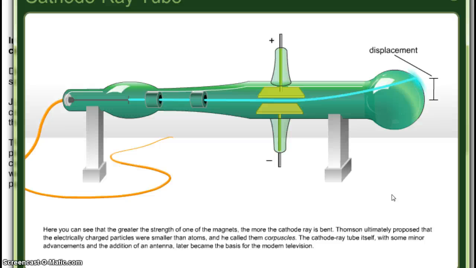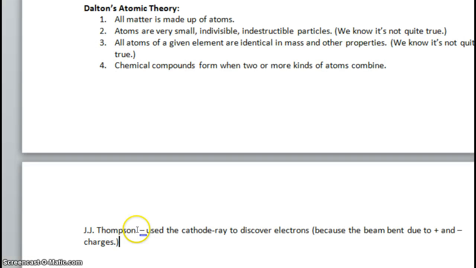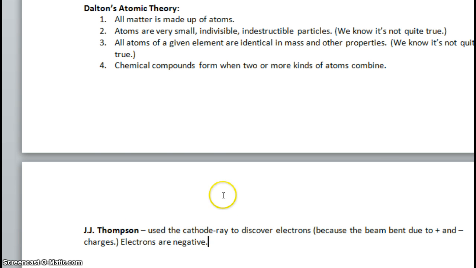The cathode ray tube itself, with some minor advancements and the addition of an antenna, later became the basis for the modern television. Yeah, pretty cool, huh? All right, so let's add him to our notes. And so I added J.J. Thomson to our notes. He used the cathode ray to discover electrons because the beam bent due to positive and negative charges. And electrons, what are their charges? Electrons are negative. That is definitely crazy important to remember.